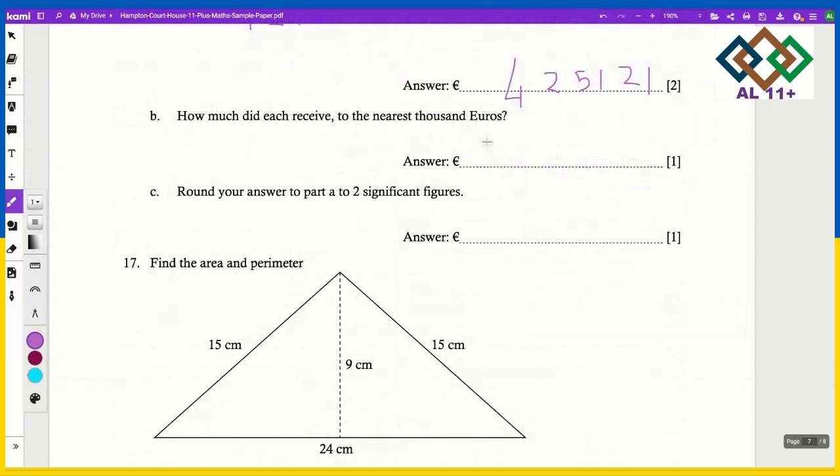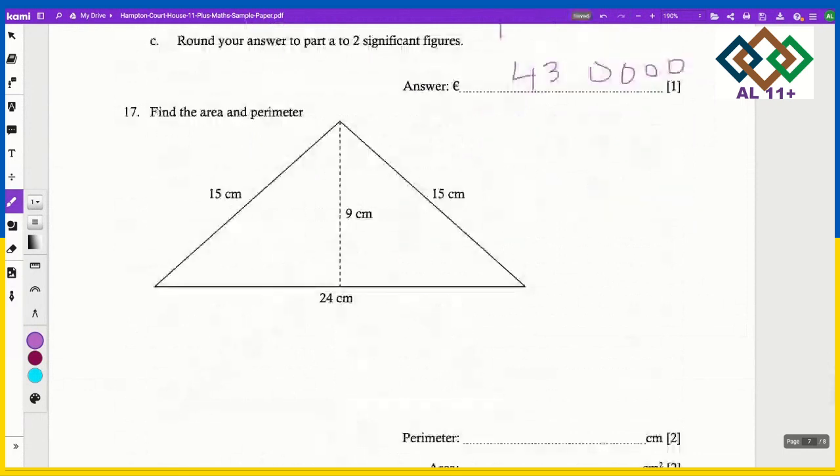And how much received to the nearest 1,000 euro? So you have to do it to the 1,000 euro. That would be 5,000. Round the answer to two significant figures. So you have to round it. So again, remember your roundings, how you do it. And that's your answer for that one.